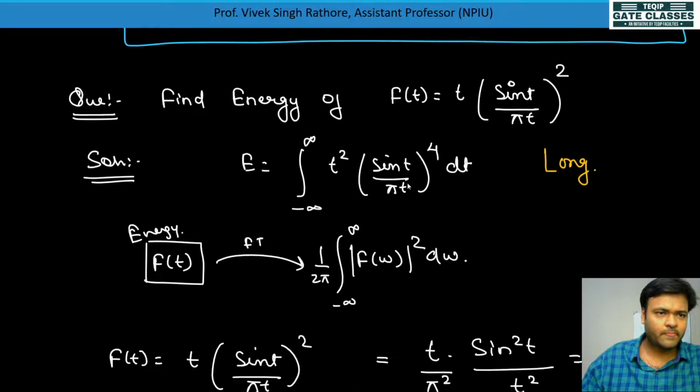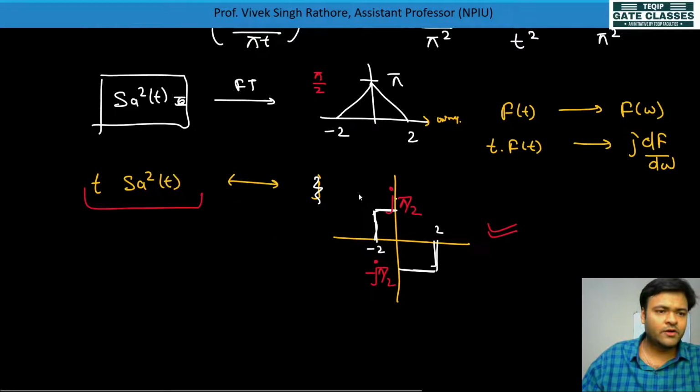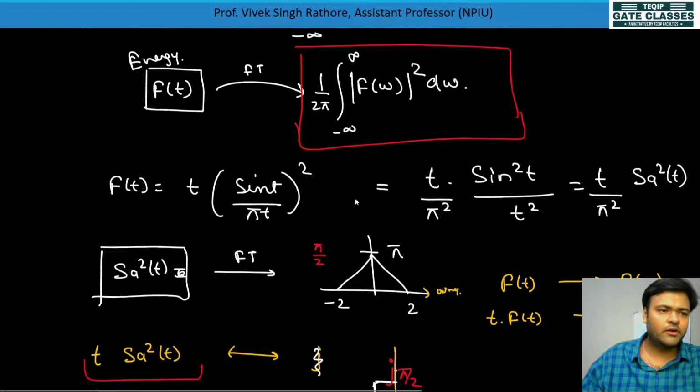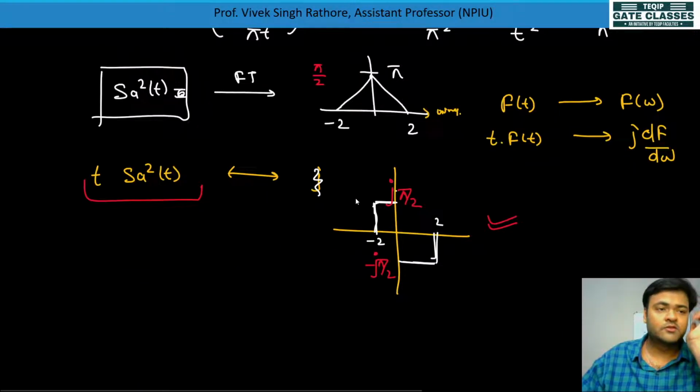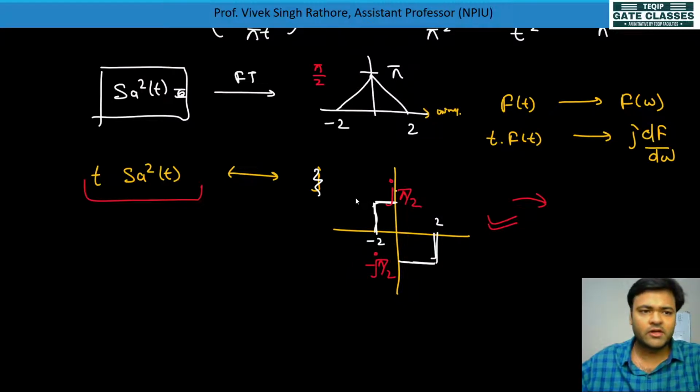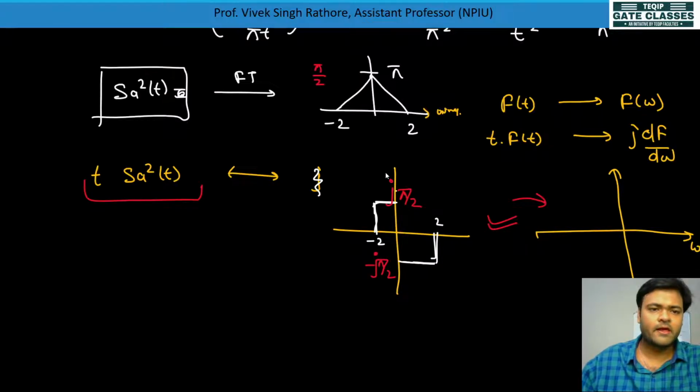Now, f of t is there, you need to take the mod, because what you need is 1 by 2 pi mod of f omega square d omega, right? So what you need is mod squared. First of all, we'll find its mod value. Mod means taking the positive value. This is still in the frequency domain only. Mod value means this value will be positive only. From the negative value it will also come to positive, like this.